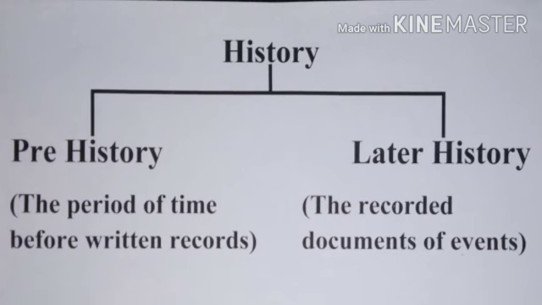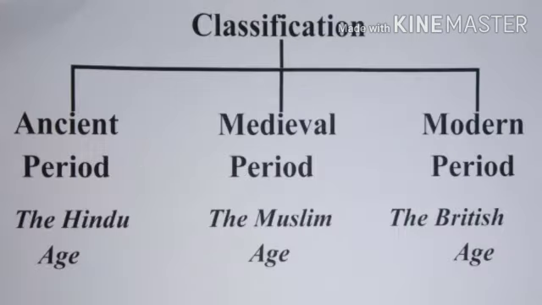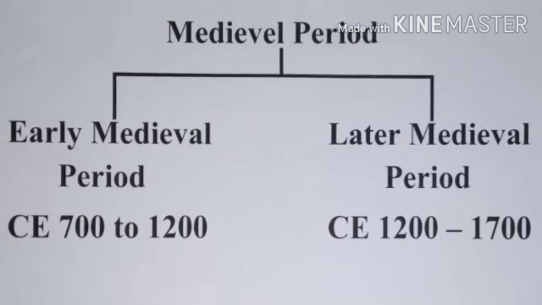We can classify history into two, that is prehistory and later history. And we can classify the history into three, that is ancient period, medieval period and modern period. We can divide the medieval period into two, that is early medieval period and later medieval period.